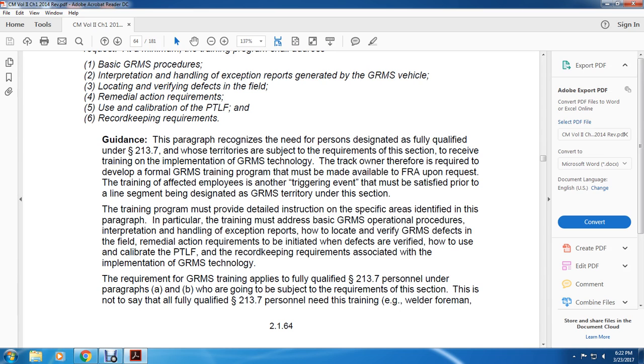Another triggering event that must be satisfied prior to the line segment being designated as gauge resistant measurement system territory under the section. The training program must provide detailed instruction on the specific areas identified in the paragraph.